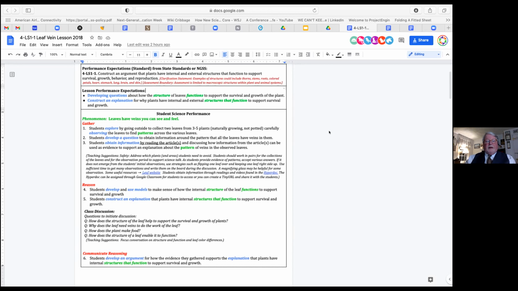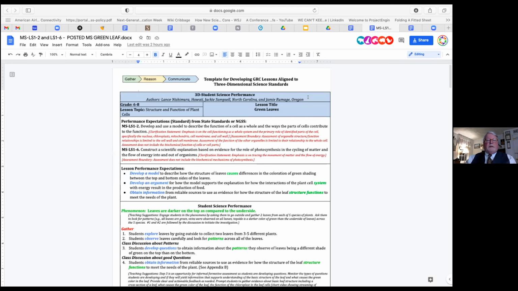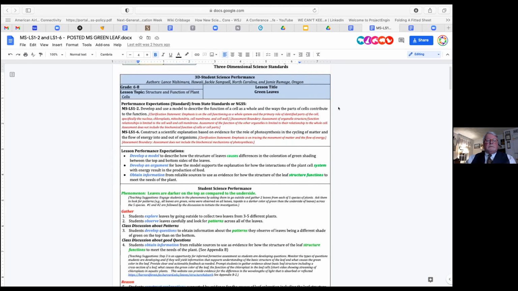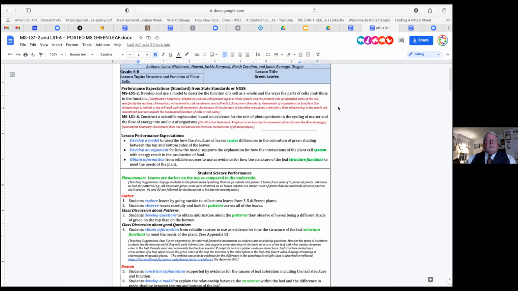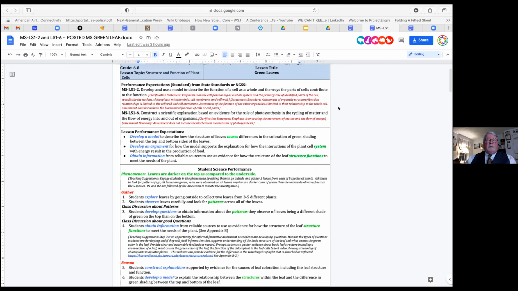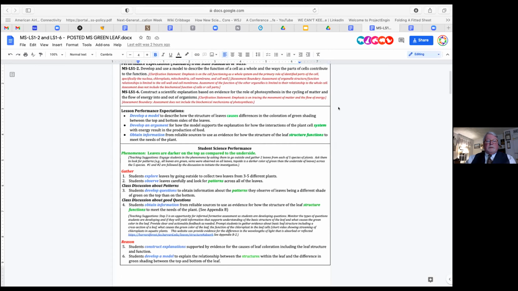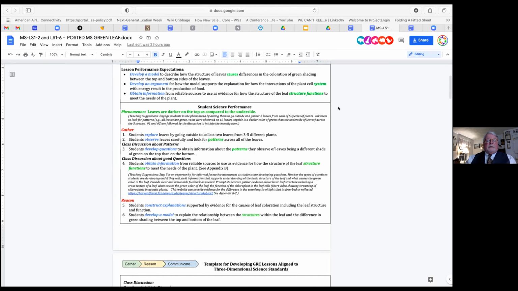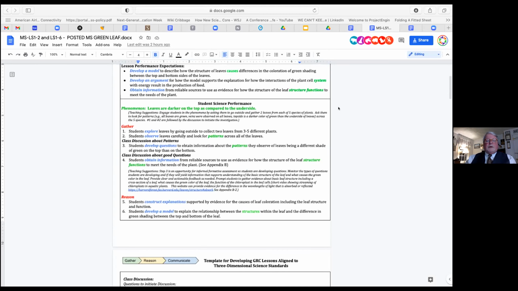I think that'd be fairly evident. Yeah. Structure and function seems to be the thing, although there are patterns in there. Patterns too, right? Let's look at middle school. Everybody seeing that? Yes. Big idea behind this. There's two performance expectations with this one. But if you're looking at, again, the leaves are darker on the top compared to the underside.